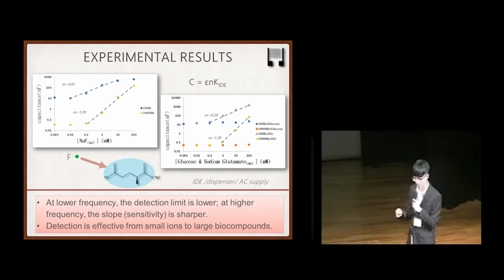And for the big biomolecule, we choose sodium glutamate, which is a food additive. So as we can see in this part, at lower frequency, the detection limit is lower. And at higher frequency, the slope is sharper. And we also know that the detection limit is effective from the small ion to the big biocompounds.